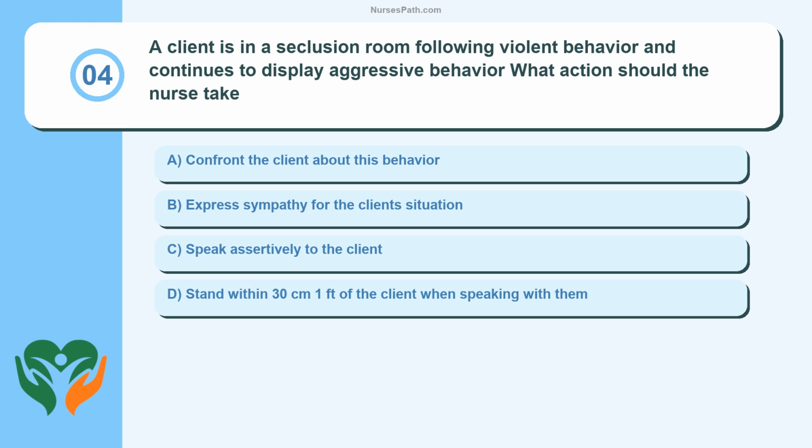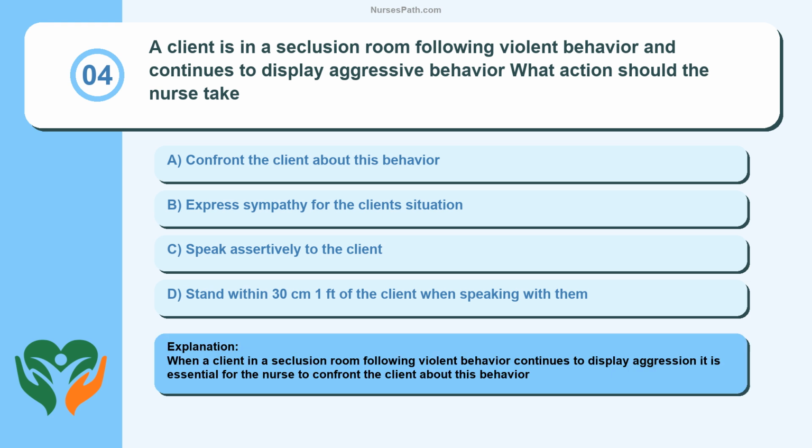Question 4. A client is in a seclusion room following violent behavior and continues to display aggressive behavior. What action should the nurse take? Confront the client about this behavior. Express sympathy for the client's situation. Speak assertively to the client. Stand within 30 centimeters (1 foot) of the client when speaking with them. When a client in a seclusion room following violent behavior continues to display aggression, it is essential for the nurse to confront the client about this behavior.